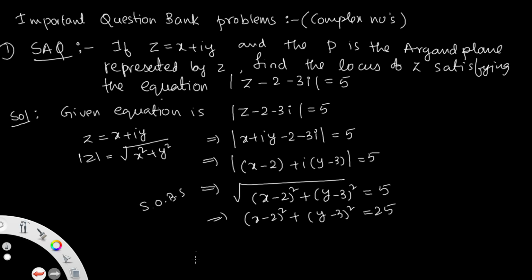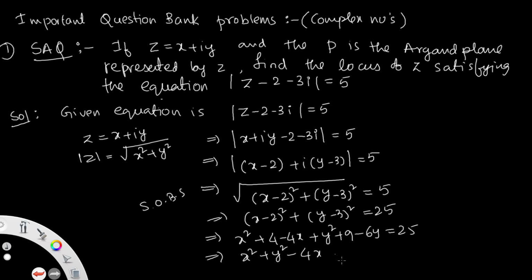Then the simplified form is x square plus 4 minus 4x plus y square plus 9 minus 6y equal to 25. The last term is x square plus y square minus 4x minus 6y minus 12 equal to 0, which is the locus of z. It represents the equation of a circle. This is the first question in the SAQ.